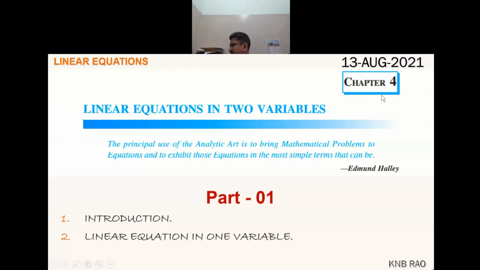Now, this chapter, linear equations in two variables. In fact, we learned linear equations in one variable in our 8th standard in our previous class. So, it is a continuation of the chapter linear equations in one variable. In today's session, that is in part 1, our work is to see the introduction portion of this chapter by recollecting what linear equations in one variable are and how to solve them, and furthermore.